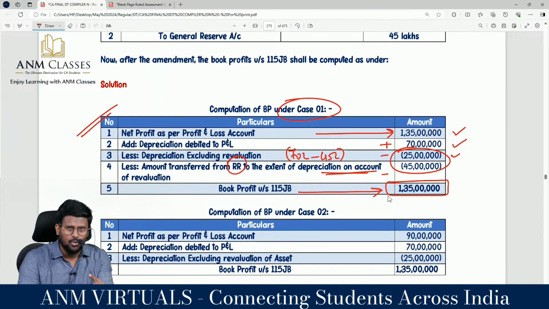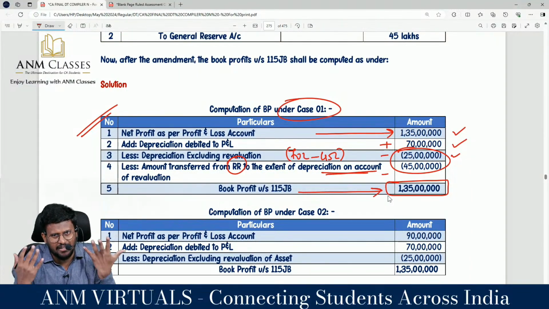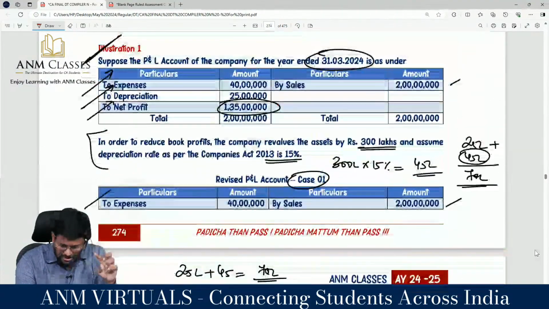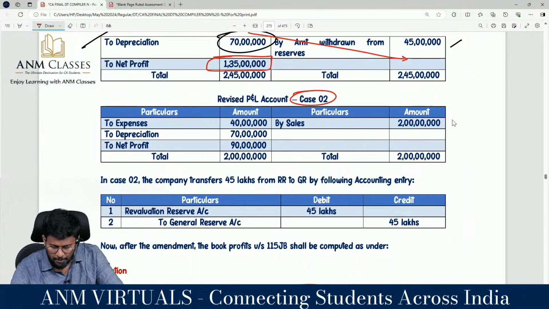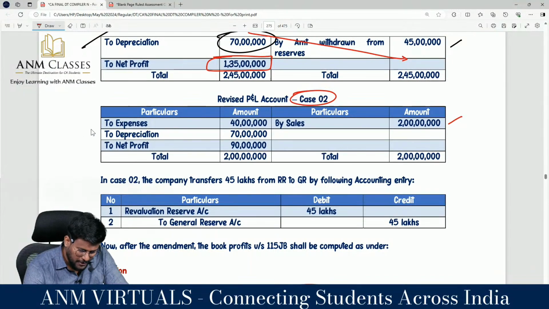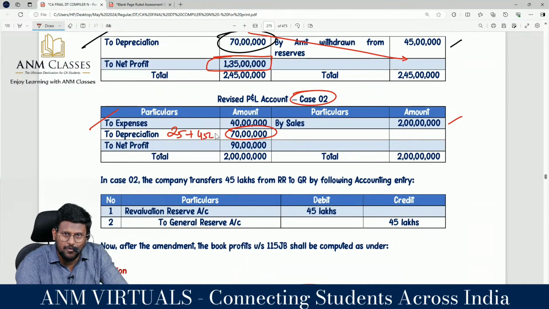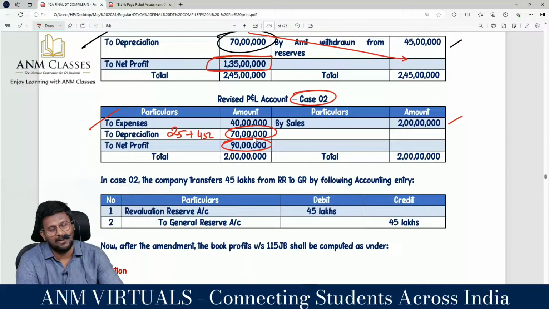Now you may have a doubt: the same 70 lakhs is added and the same 70 lakhs is reduced? Look at the second circumstance, then you will know. Revised P&L, case number 2. Certain company, a fraud company, will do like this. By sales 2 crore, to expense 40 lakh, to depreciation 70 lakhs, which is original 25 lakhs and revaluation 45 lakh. Net profit 90 lakh.